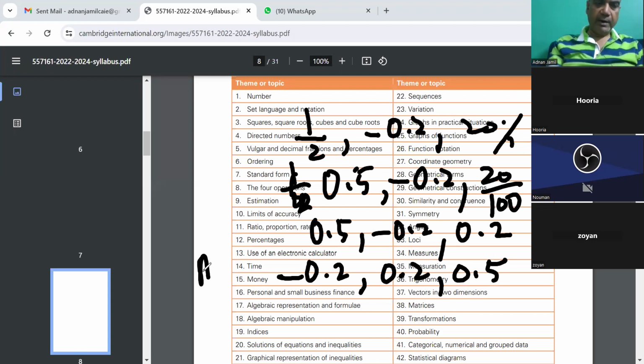Again, what do we call it? Ascending order. So these are the things which are related to ordering.